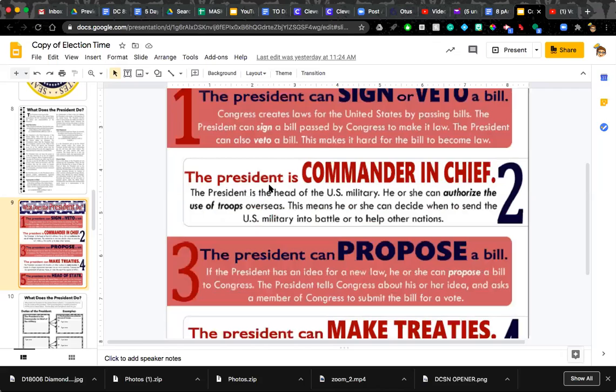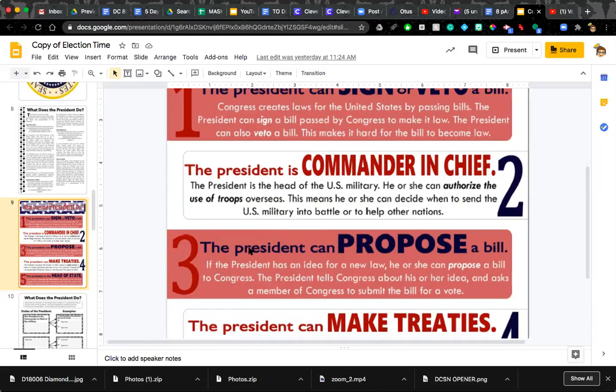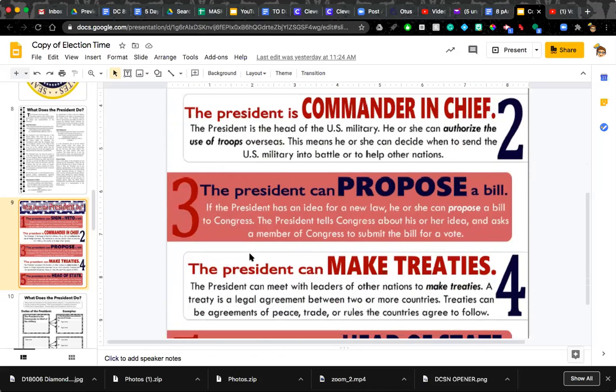The president is commander-in-chief. He's the head of the US military. He or she can authorize the use of troops overseas, so in other countries. This means he or she can decide when to send the US military into battle or help with other nations.